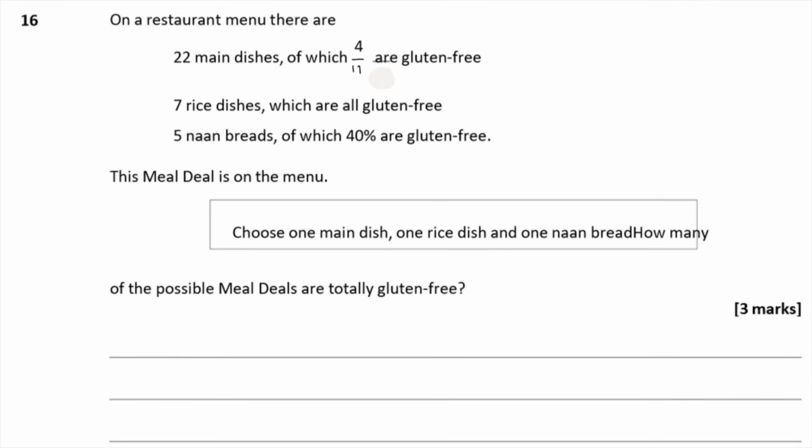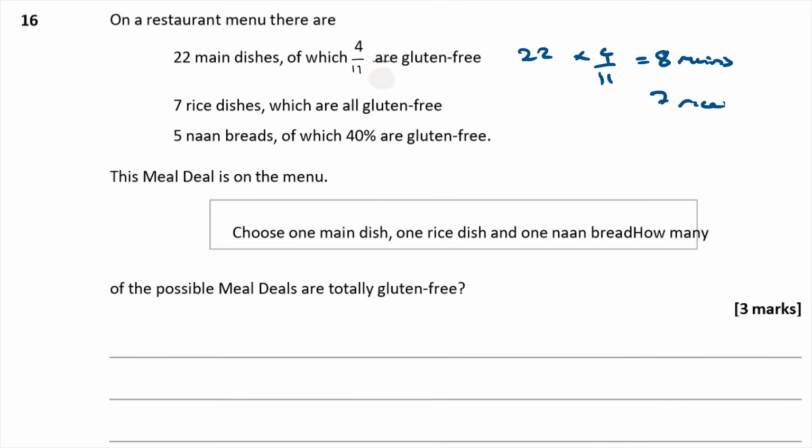Okay, so let's work out how many gluten-free dishes we've got to pick from our 3 different choices. If I've got 22 main dishes, of which 4/11 are gluten-free, 22 times 4/11: 22 divided by 11 is 2, times 4 is 8. So we've got 8 mains which are gluten-free. We've got 7 rice dishes which are gluten-free because they're all gluten-free.